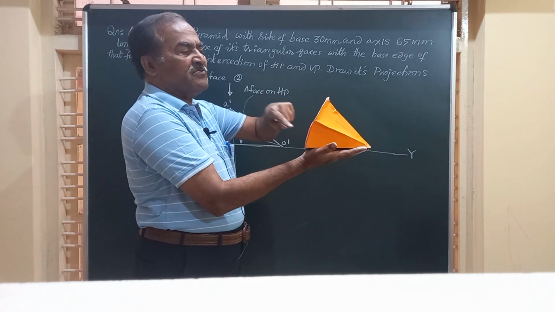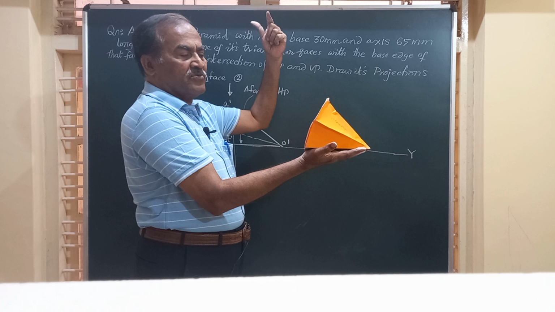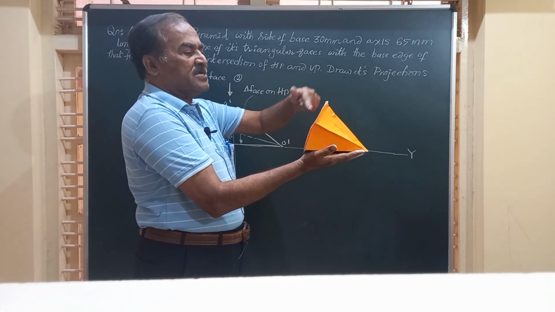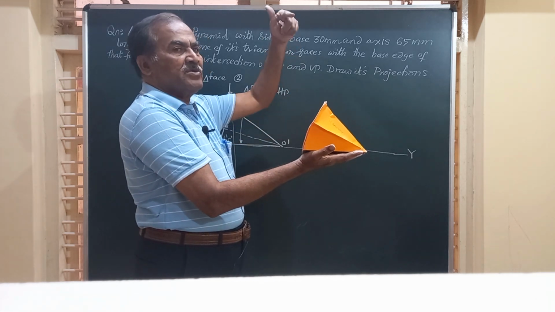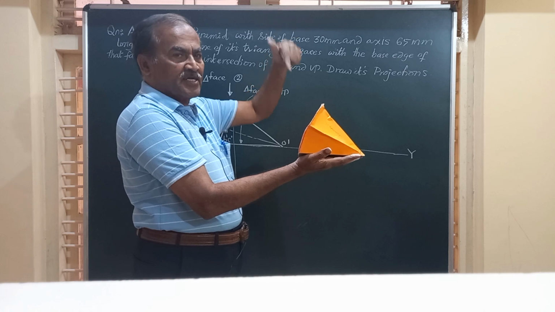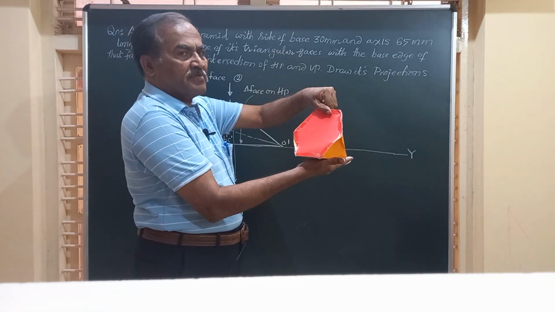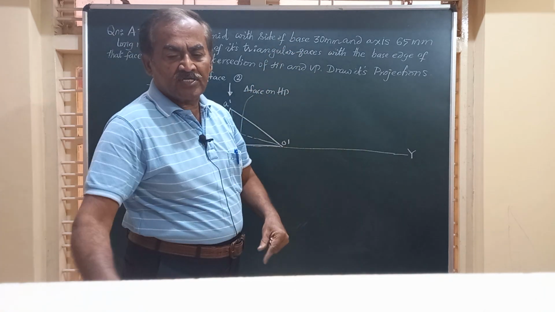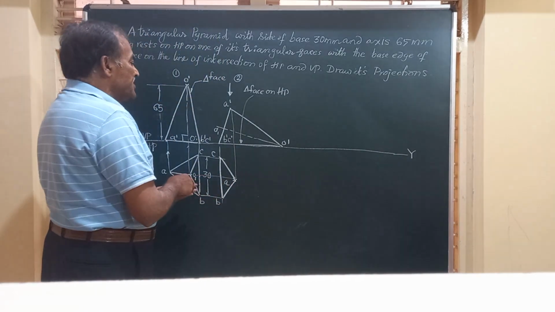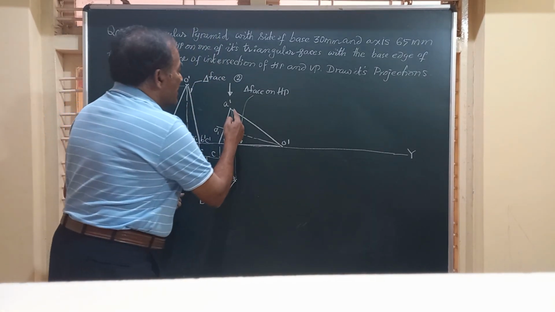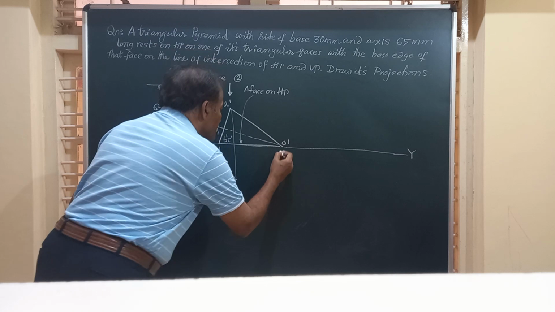If it is a square pyramid, it is seen as a square. That is completely visible. And if it is a pentagon pyramid, you will be able to see the distorted pentagon in the top view. If it is a hexagonal pyramid, you will get 6 points for the base. So friends, this is completely visible. Likewise, this OA is also visible.